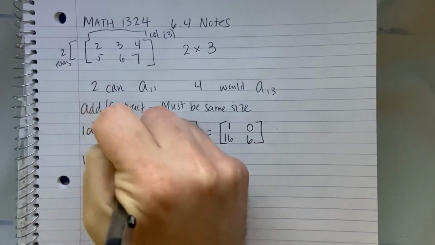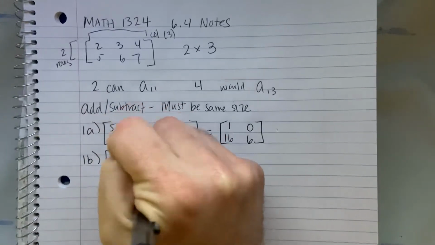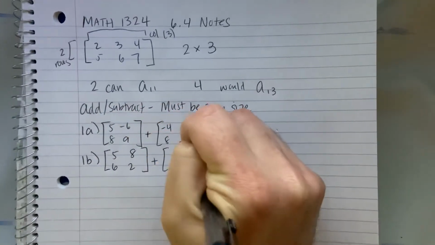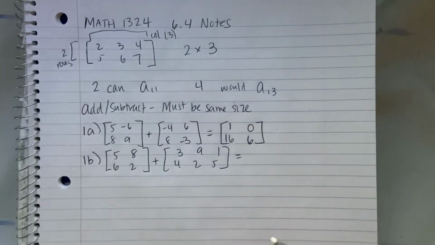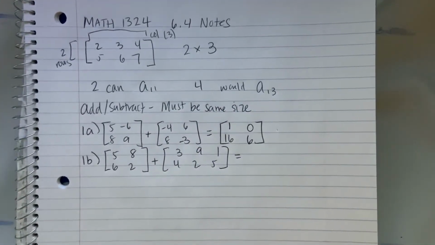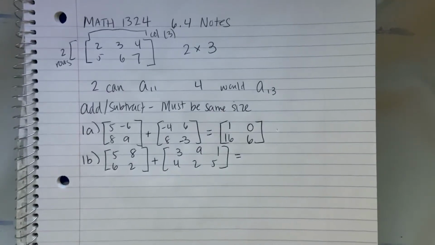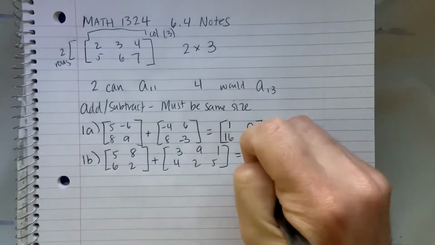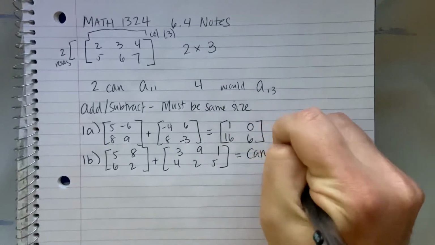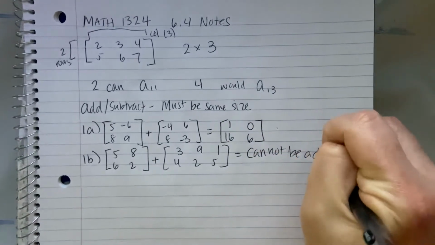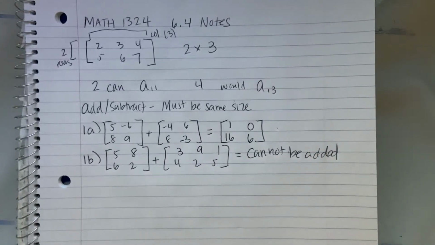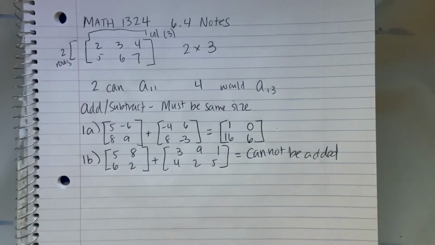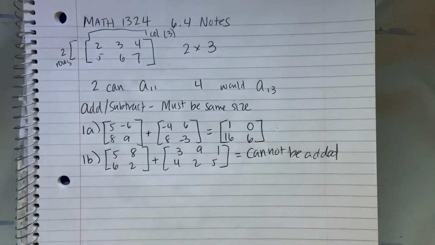We're adding 5, 8, 6, 2, 2, 3, 9, 1, 4, 2, 5. First thing you always ask yourself is, are these the same size? If they're not the same size, then you can't do anything. You say, cannot be added. So adding, pretty easy. Now the good news is subtraction is exactly the same.